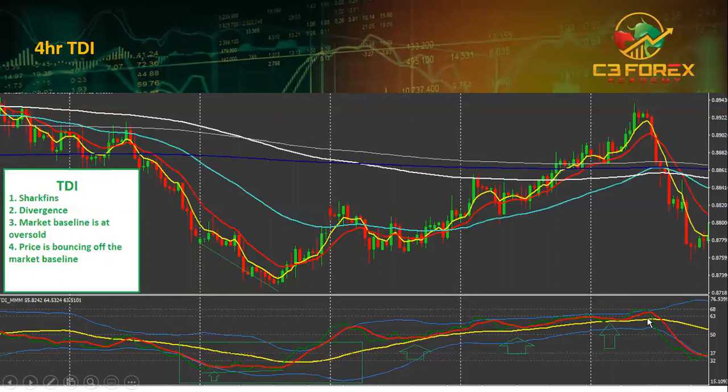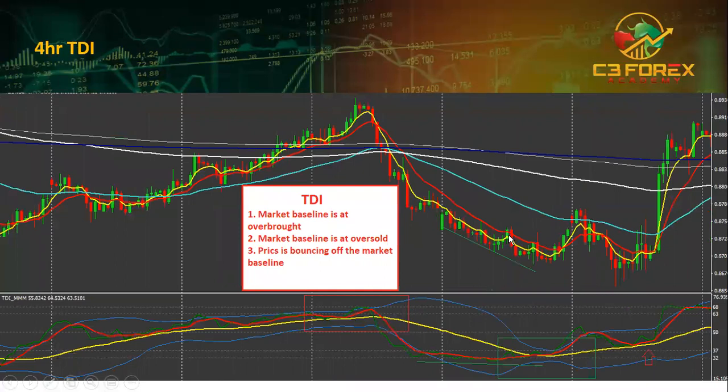Over here, you got a shark fin, market baseline near overbought. What happens? Shift, price drops. Peak formation right here, peak formation right here. So right here, you got your market baseline sitting now overbought. You got a shark fin, blood in the water right here. Shift, price drops. Okay. Market baseline is at oversold.